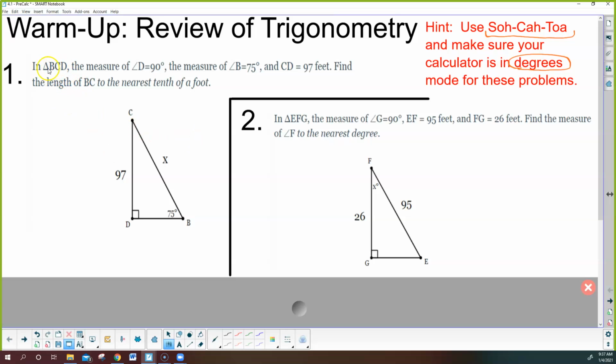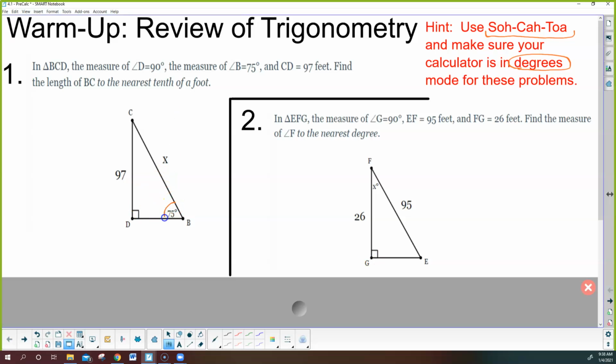But to start here, in the first triangle, they give us a 90-degree angle. And when you do trigonometry, you have to have the 90-degree angle. If you don't have the 90-degree angle, SOHCAHTOA will not work. And then we know angle B is 75 degrees and the length CD is 97 feet. Find the length BC to the nearest tenth of a foot. If this was calculus, they would really have you round to the nearest third decimal. So that's something just to keep in mind.